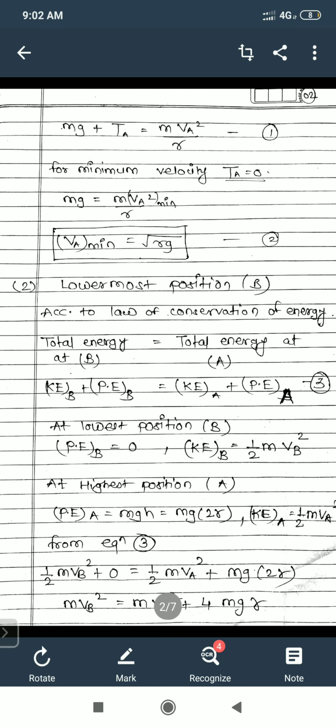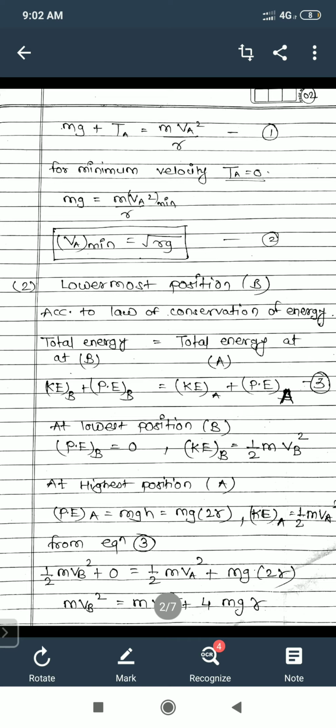Now we will consider point B, that is the lowermost position. First of all, we have to consider the law of conservation of energy. We know that at every point the total energy will be equal. So we will consider point A and point B.